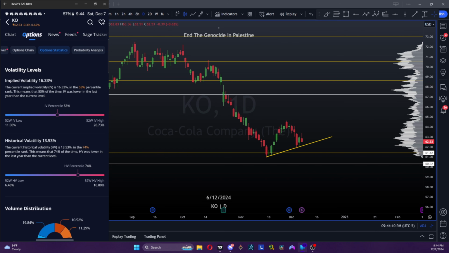Basically, IV crushes when implied volatility drops out of nowhere. And it normally happens after a major event, like earnings. And what happens is the value of options basically die incredibly quickly.